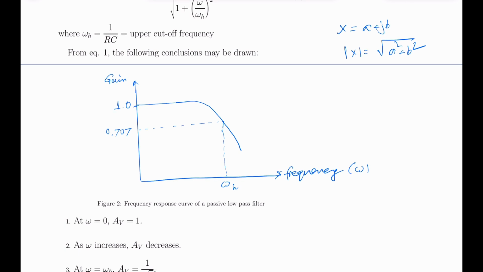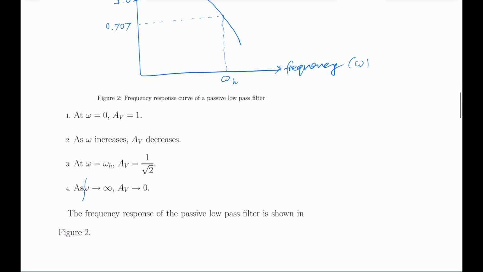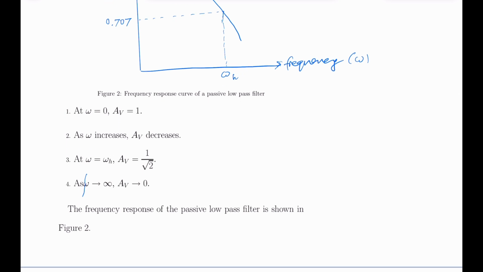So this is the frequency response curve of this. On the x-axis we have frequency omega, on the y-axis we have gain. Since we have seen the maximum gain is 1, we have written here 1. So from equation 1, if omega equal to 0, then AV is equal to 1. The gain is maximum when omega is 0. As omega increases, AV decreases. This is so because omega appears in the denominator of equation 1. So as omega increases, AV decreases.